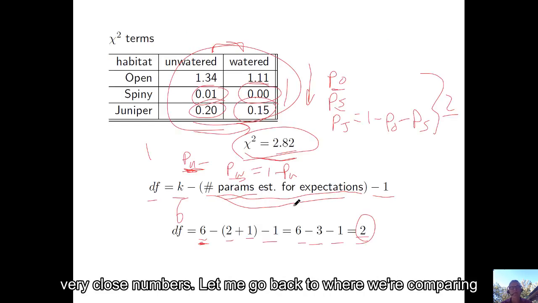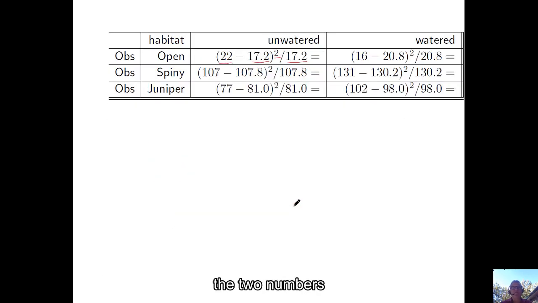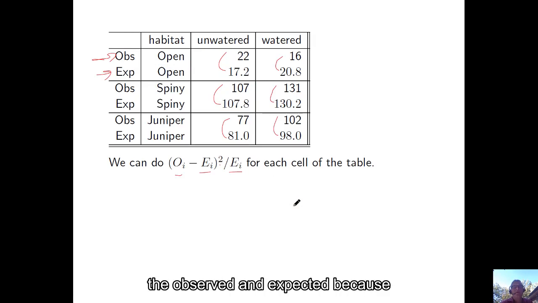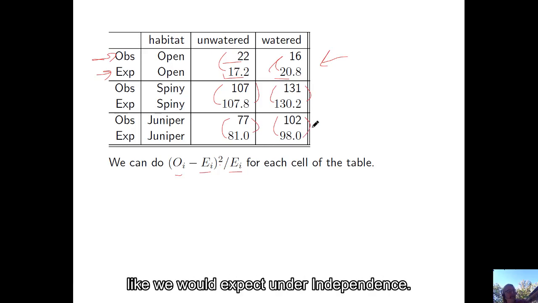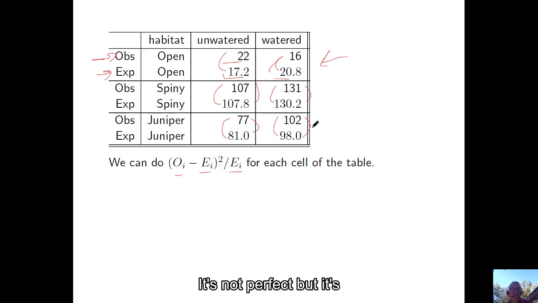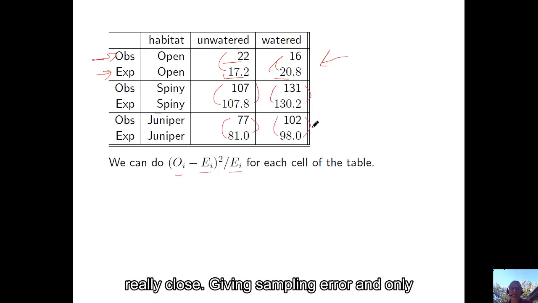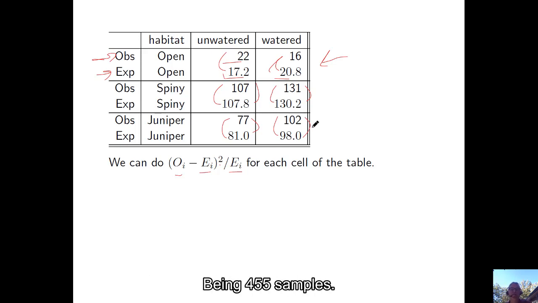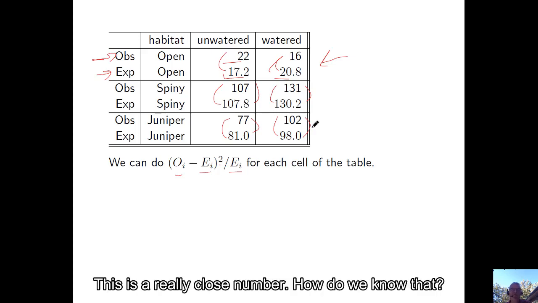Right? We got very close numbers. Let me go back to where we're comparing the two numbers between the observed and expected. We get some deviations in the open habitats. We had some decent chi-square terms in this row, but we're really, really close here on the other rows. And so, sure, this data doesn't look exactly like we would expect under independence. It's not perfect, but it's really close. Given sampling error and only having 455 samples, this is a really close number.